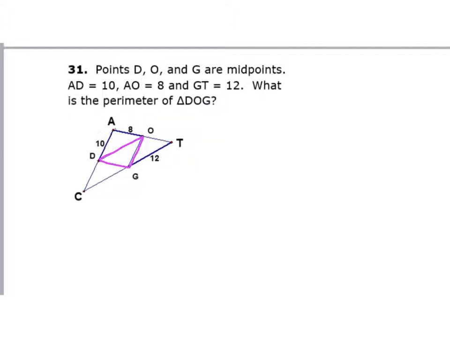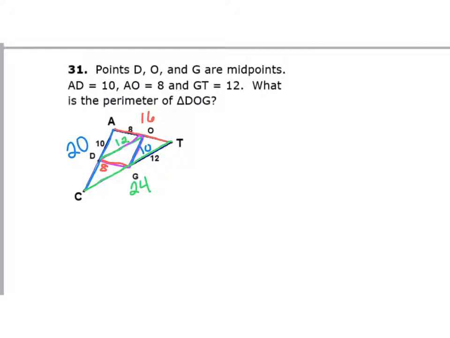Now, if A to O is 8, that means this whole side is 16, which means the side across from it is half of that, 8. If A to D is 10, that means this is also 10. So this whole side is 20, which means the median across from it is half of that, 10. And last but not least, if T to G is 12, so is G to C, which means this side is 24, and the median across from it is half of that, 12.